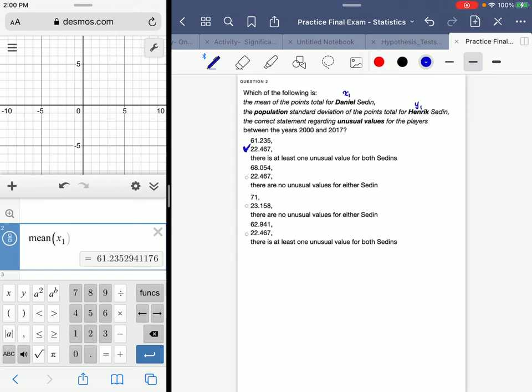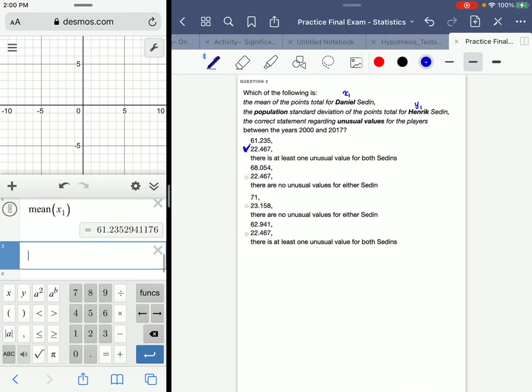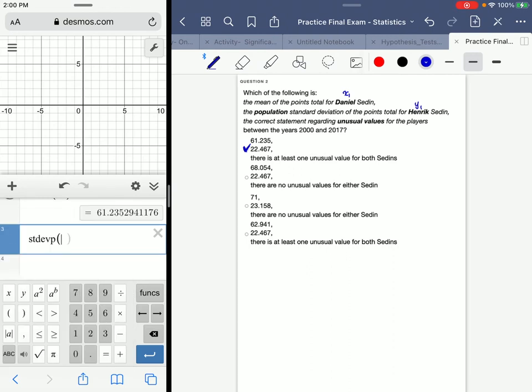But let's make sure that we're going about this the right way, because on the actual exam, it might not be so simple. So the population standard deviation for Henrik: STDEVP, P for population, Henrik is Y1. 22.467. So good to go there.